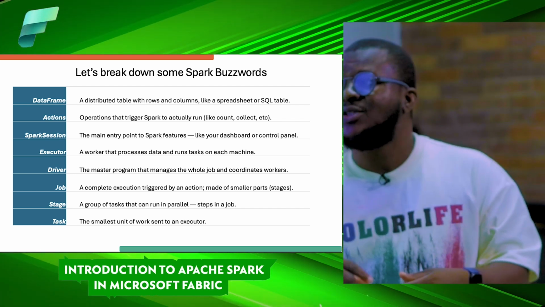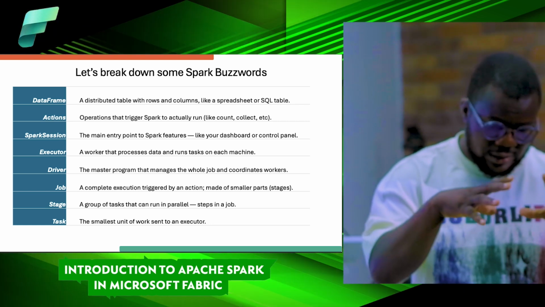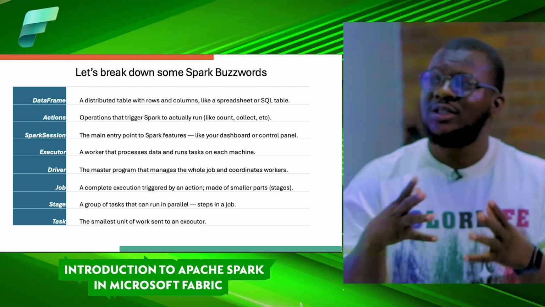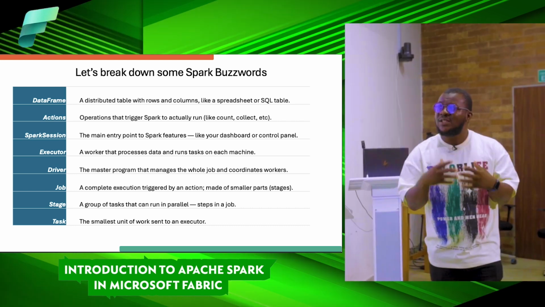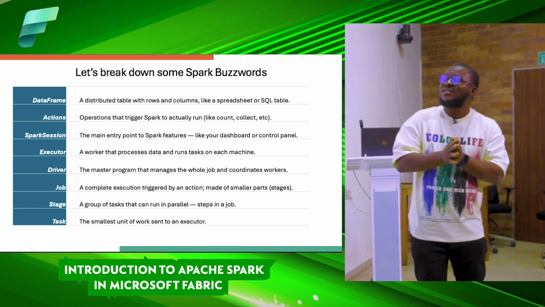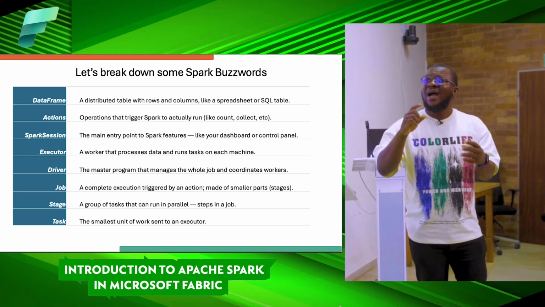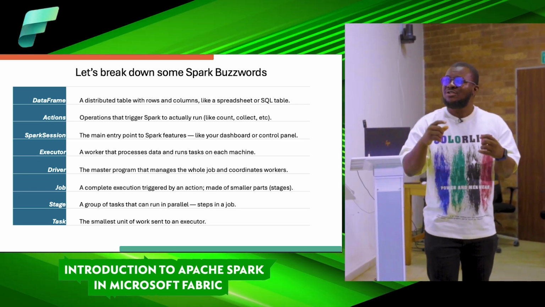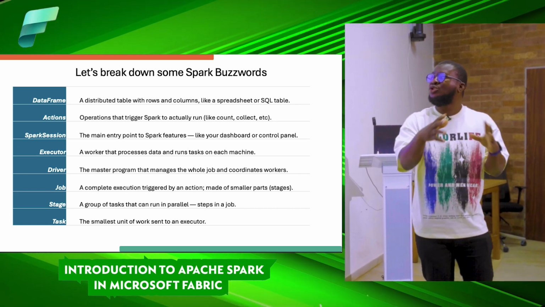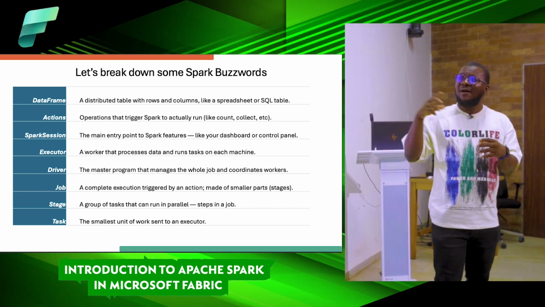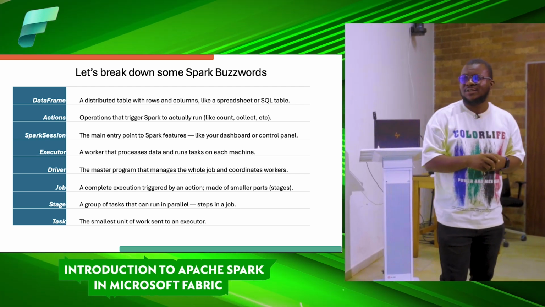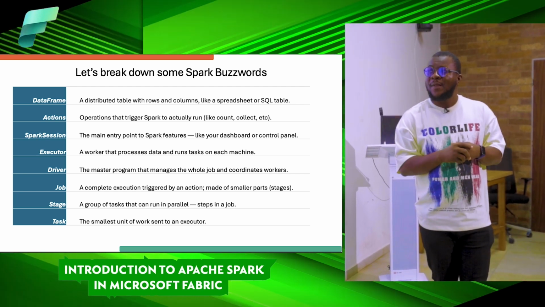Then in a Spark session, you have something called the executor, the driver, and the job itself. What is the executor? This is a worker that processes data and runs tasks on each machine. So we have the driver and the executor. The driver is like, let's call it, the master program that manages the whole job and coordinates the workers. So you have the driver and then, of course, the executors, maybe we'll call them the workers, right?